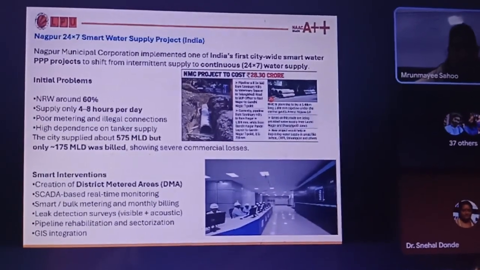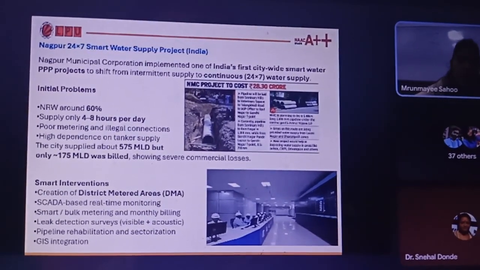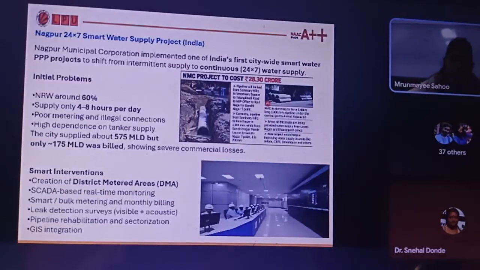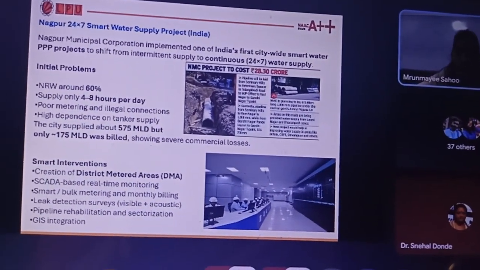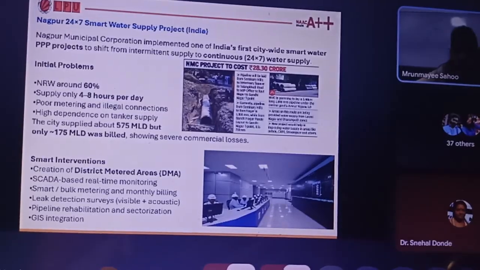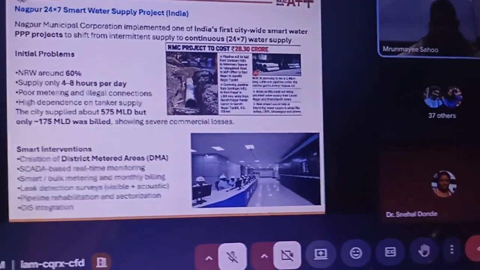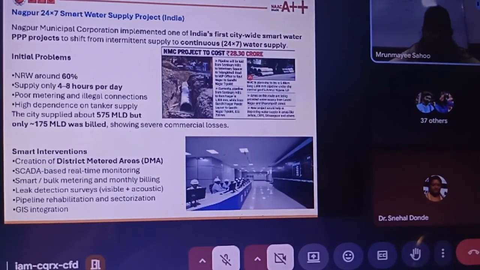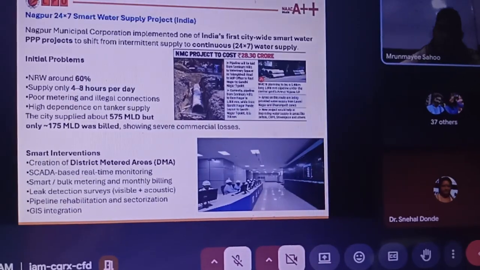Just like carbon credit, it's also very important to save natural resources. So what the Nagpur 24/7 smart water supply project is doing is supplying water 24/7. They are not going for intermittent supply. I have not done research on the intermittent supply of Nagpur, but I think they have intermittent supply twice or thrice a day. But this project supplies 24/7 water to a specific area, a DMA zone.